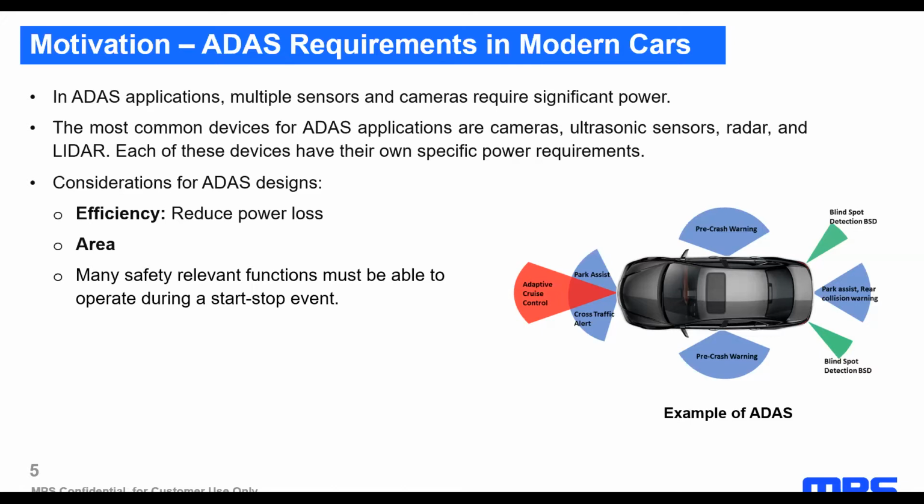Due to that, the ADAS designs must ensure the following aspects. First, the design must be efficient in order to reduce the power loss. Second, the design must occupy the minimum amount of area. And thirdly, it must ensure the functionalities during all the time that the car is in use. In other words, during a start-stop event, there are some functionalities that must be able to operate. This last requirement brings us to the problem that we'll try to solve today, that is the so-called cold crank.